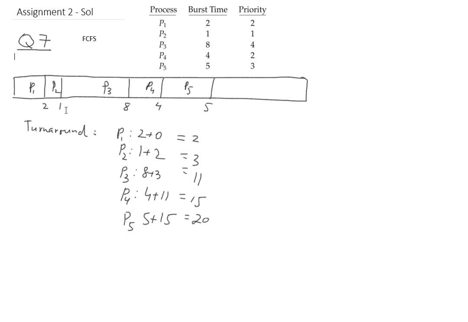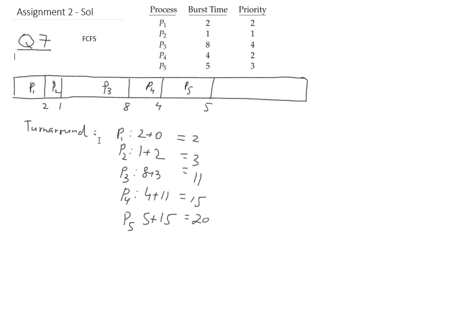For P1, the serving time is 2, and because it started at time 0, the waiting time is 0. So 2 plus 0 is equal to 2. This is the turnaround time for P1. Similarly for P2, the time on the processor is 1 unit and it was waiting 2 units before it started. So this is 1 plus 2, which is equal to 3.